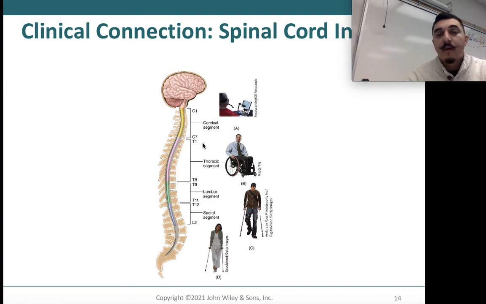Here it splits into regions where you can have an injury on your spinal cord, and depending on the region, that determines what kind of loss of function you're going to get. Thankfully, if you can find a bright side, his was in the thoracic segment.